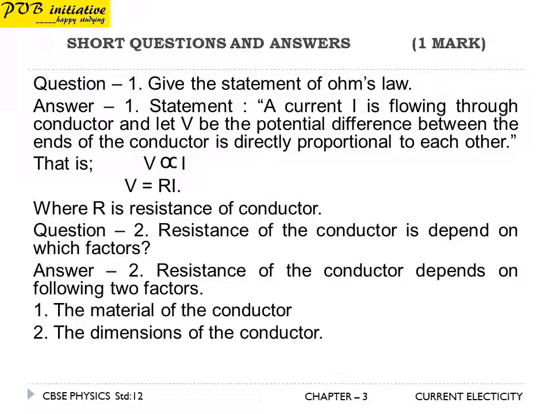Question 2. Resistance of a conductor depends on which factors? Answer 2. Resistance of a conductor depends on the following 2 factors. First, the material of the conductor, and second, the dimensions of the conductor.